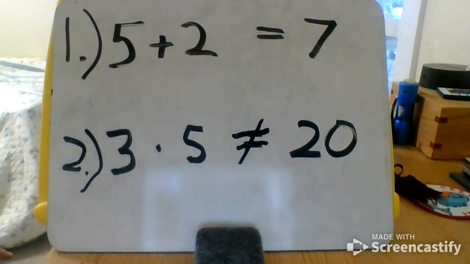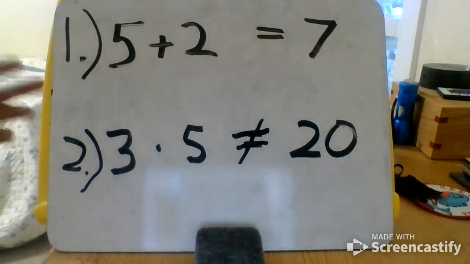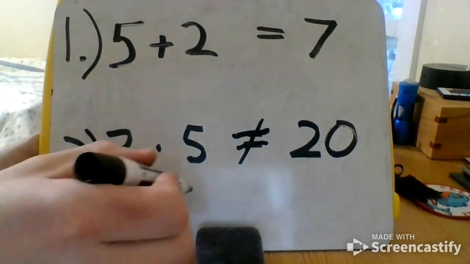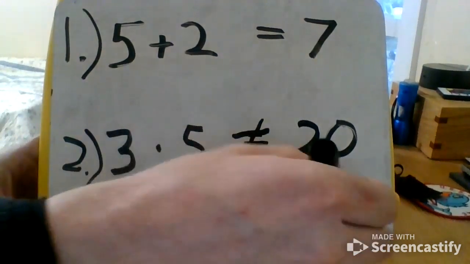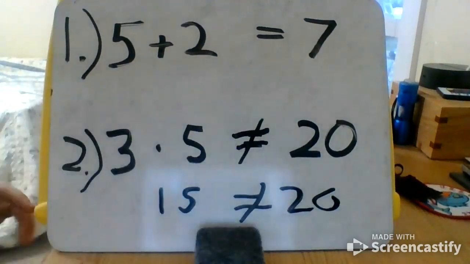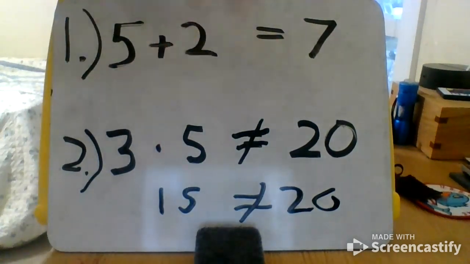So I think there's maybe 3 problems where you just have to decide, you have to write out the problem, decide is it equal or is it unequal. Please show your work, like 3 times 5 equals 15. I know that's not equal to 20. So just go through and decide, are they true or are they false? Are they equal or are they unequal? And just put a slash through it if it's unequal.